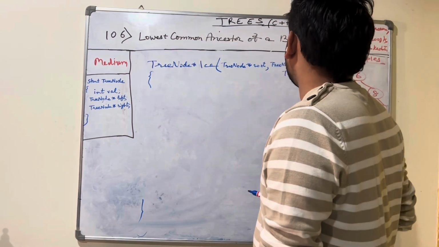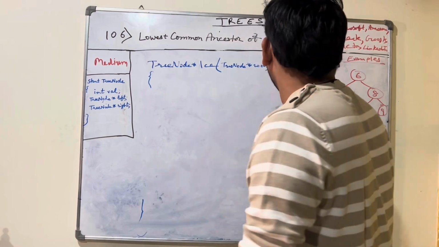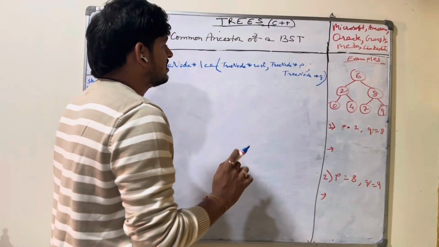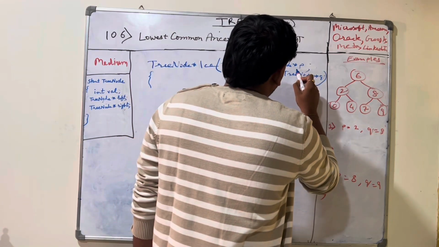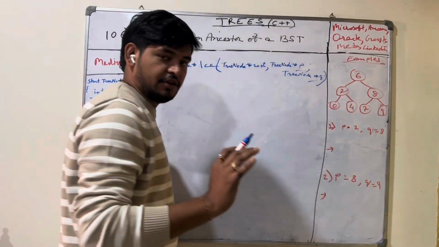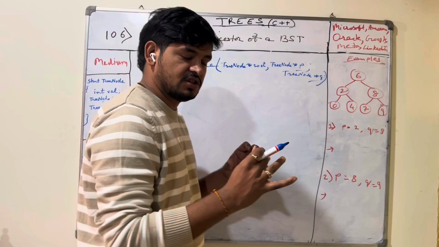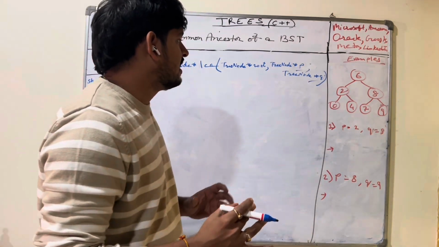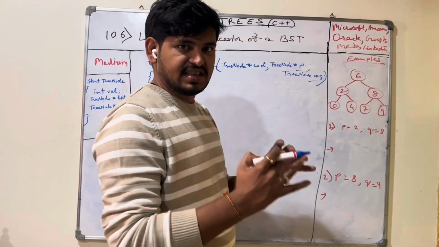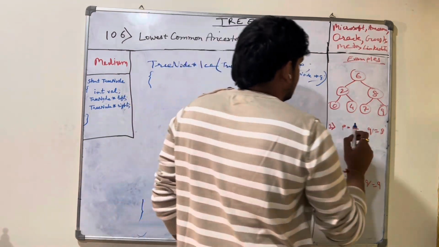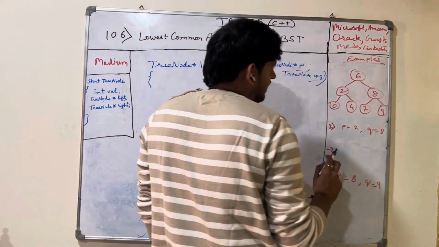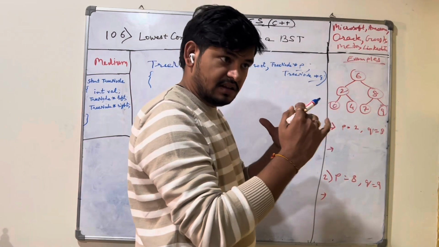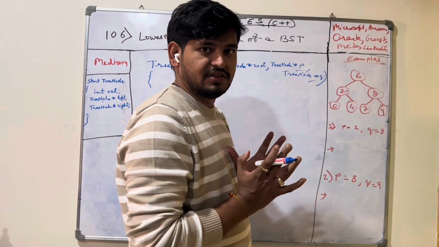Lowest common ancestor of a binary search tree. So we are given a binary search tree and we need to find the lowest common ancestor, and we are given two nodes P and Q. So we need to find the lowest common ancestor of P and Q. What do you mean by lowest common ancestor? That means the lowest descendant of P and Q. That means like here when we are given 2 and 8, the closest origin, right?